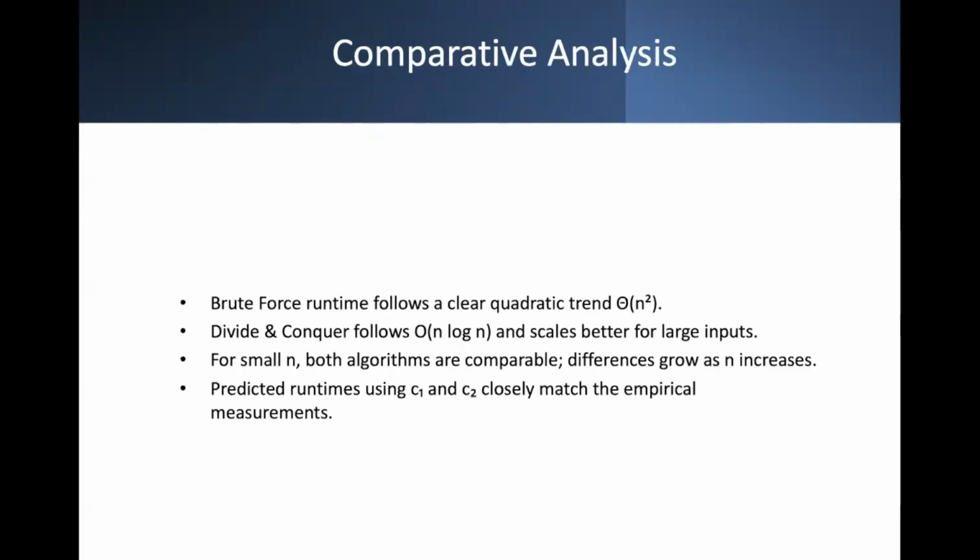When comparing both algorithms, brute force runs in theta of n squared and divide and conquer follows theta of n log n, which scales better for larger inputs. For small n, both algorithms are comparable, the differences grow as n increases, and the predicted runtimes using C1 and C2 closely match the empirical measurements.